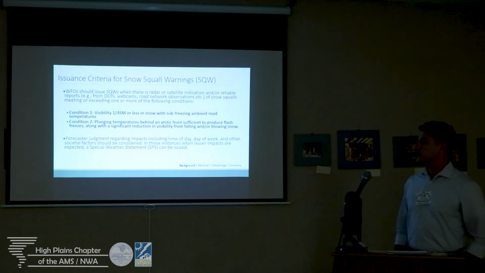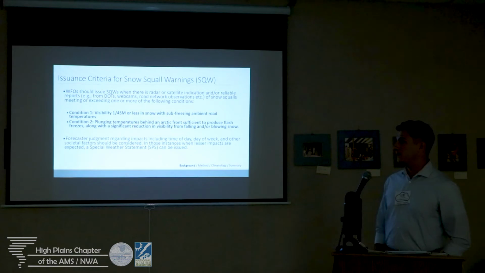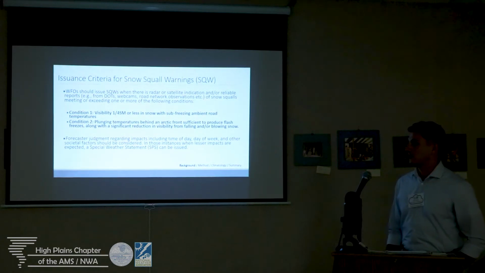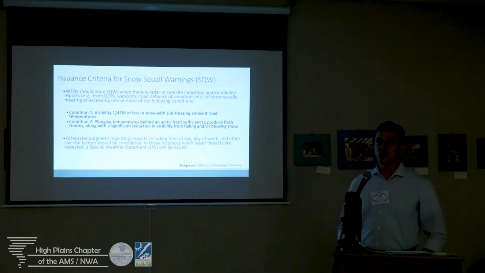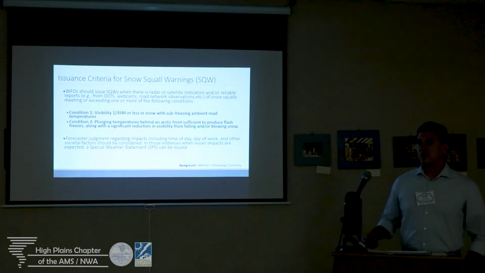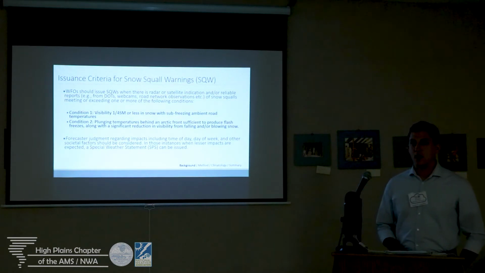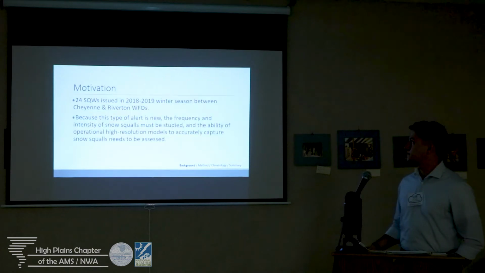The two conditions we talked about earlier, namely the quarter-mile visibility in snow and the sub-freezing temperatures, the visibility brought about by either falling snow or blowing snow, creates these dangerous conditions. It also should be noted that a forecaster has to use their judgment on whether or not the societal impacts warrant the warning or the SPS. And that could be time of day, traffic patterns, etc.